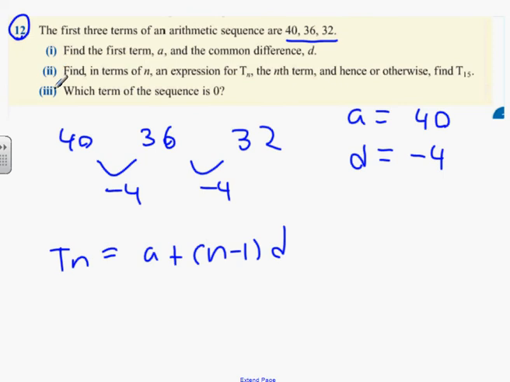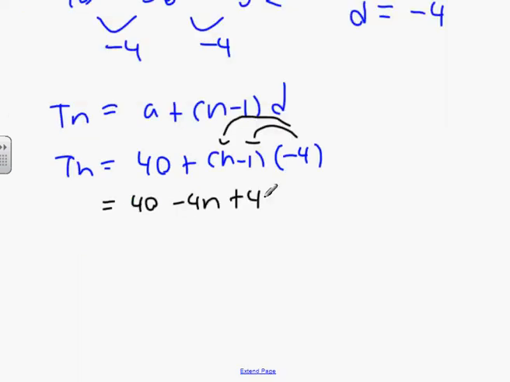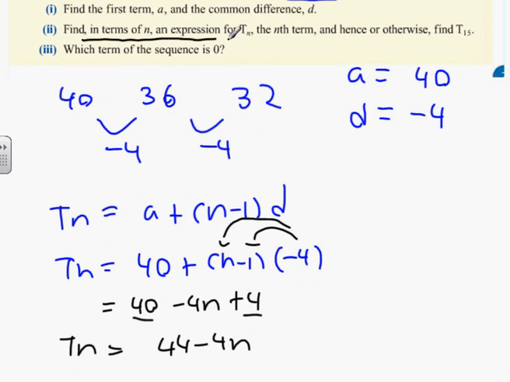Now guys, there's two harder questions in here, so just pay attention. Tn is going to equal 40 plus n minus 1 multiplied by minus 4. Then, after that, what happens when you multiply minus 4 by n? And then minus 1 by minus 4? Plus 4. And then finally the 40 and the 4. 44 minus 4n. Now, you can check that out if you want. I'm just going to assume we did alright this time. It goes, find the expression for Tn, done.